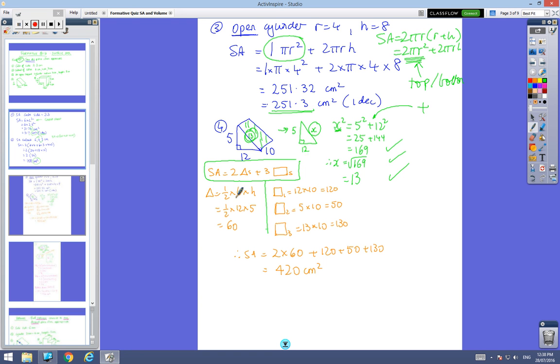So the formula that we've been using is surface area is 2 triangles plus 3 rectangles. The triangle is half base height, so half times 12 times 5, and that gives you 60, so that's one of your triangles. There are 3 rectangles: a bottom rectangle 12 by 10, a side rectangle 5 by 10, and this rectangle that we had to find, which is 13 by 10. So you've got 2 triangles and 3 rectangles, and then just use your calculator to get 420. So that was the hardest one.